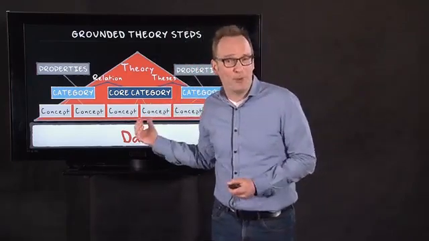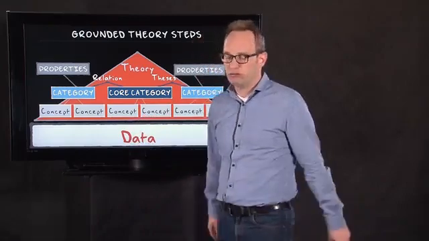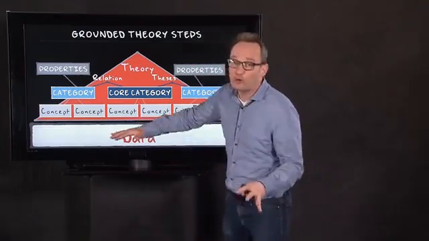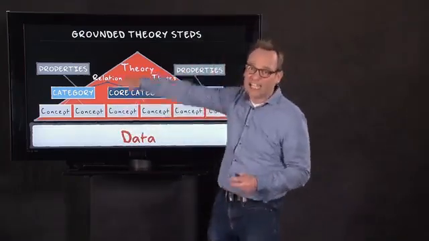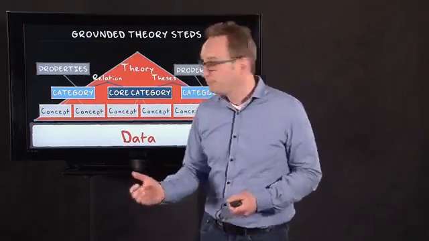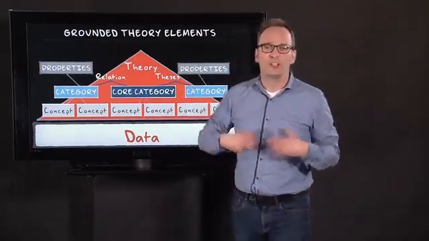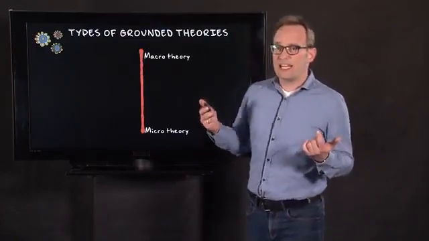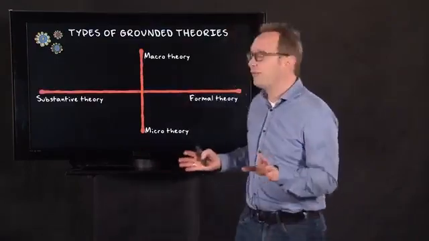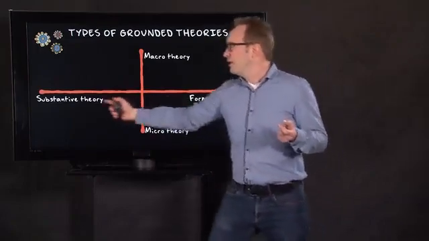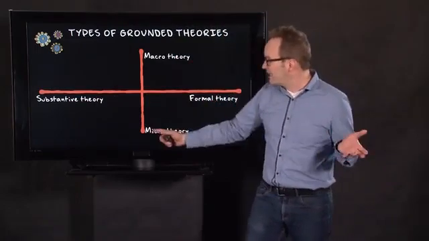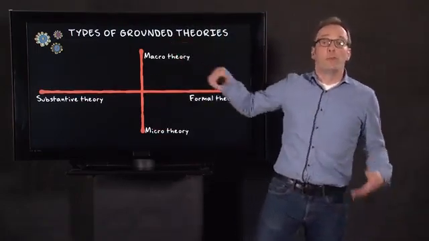So this looks pretty simple, but is it? Well, obviously it's not. In later forms of grounded theory, many discussions have been held about how to go about this and how to take these steps. Now, this core category is very important in thinking about different levels of theories, different types of theories. As you can see here, there are two dimensions of grounded theories. First, there's the dimension of substantive versus formal theory, and there's the dimension of micro theory up to macro theory.